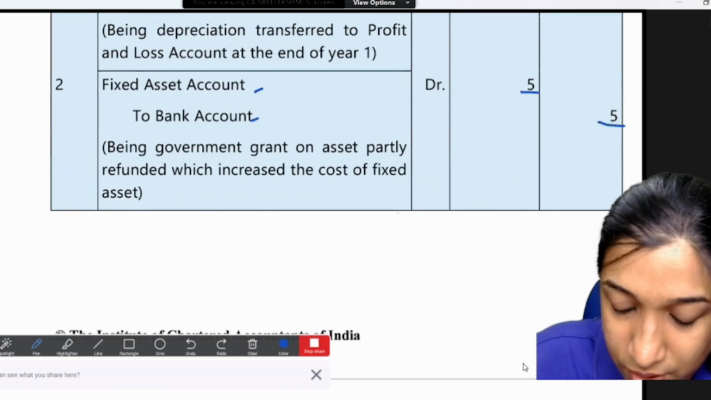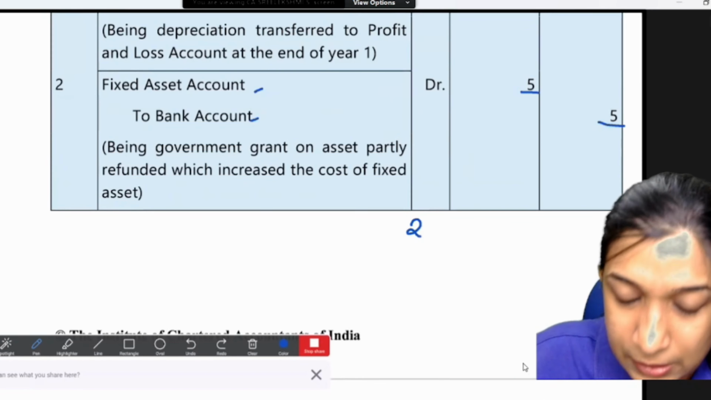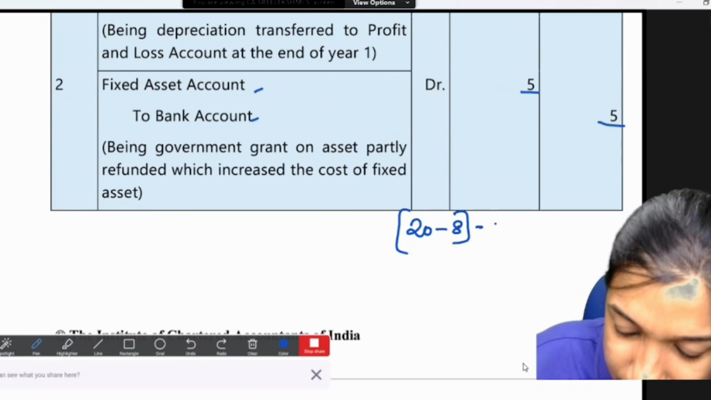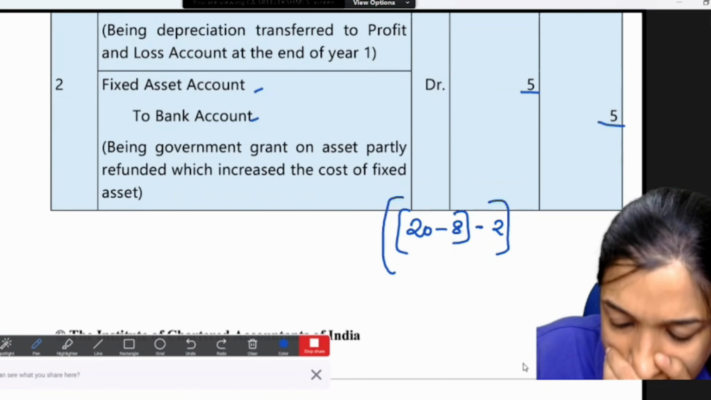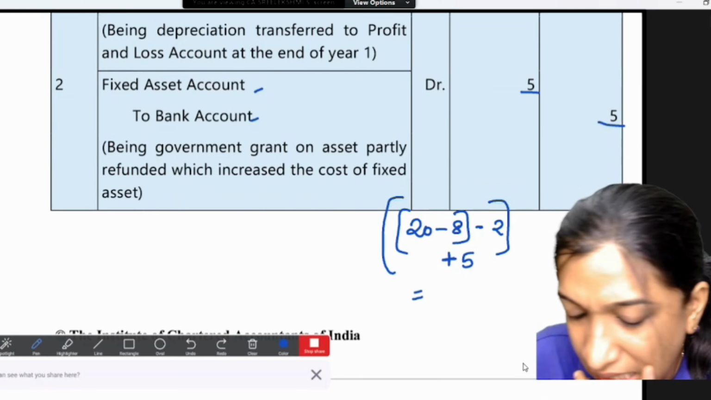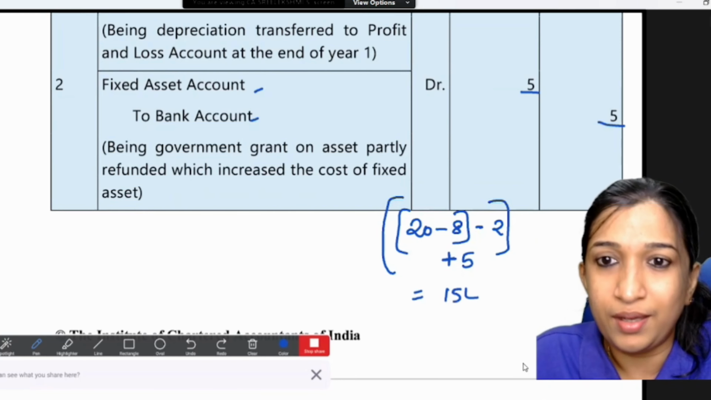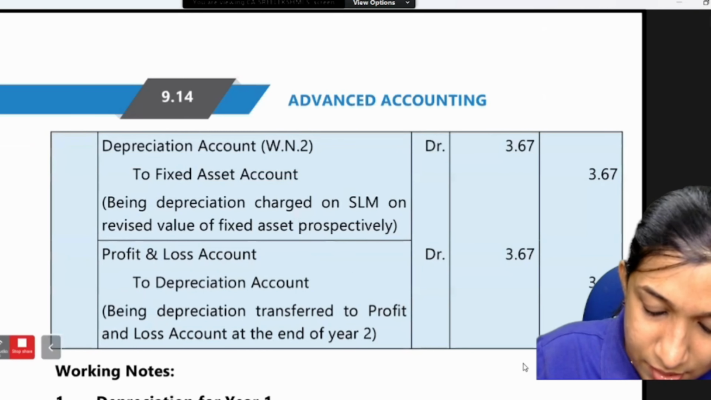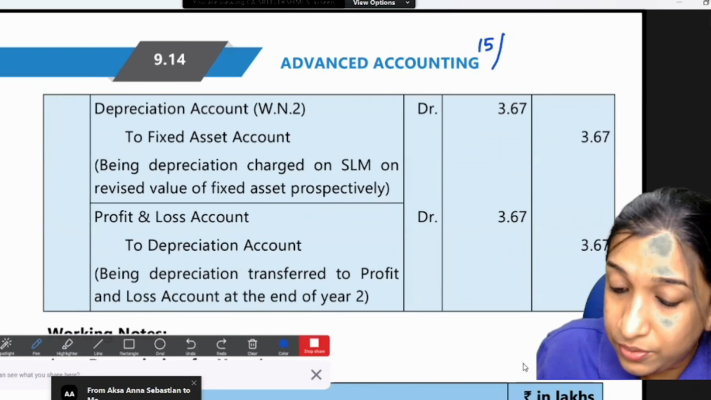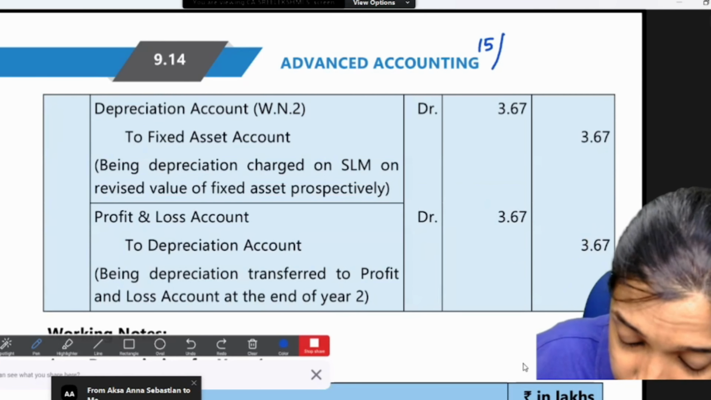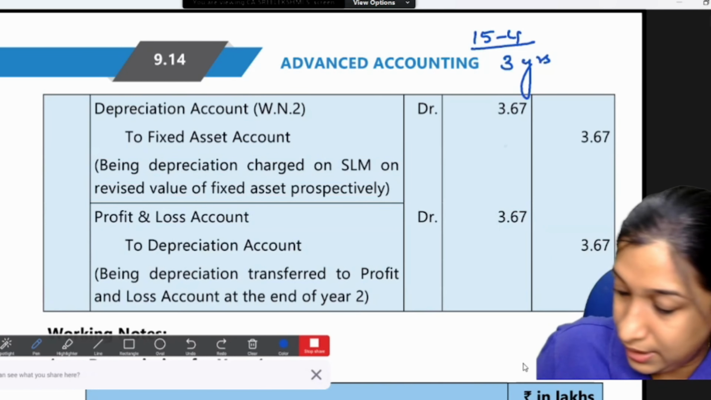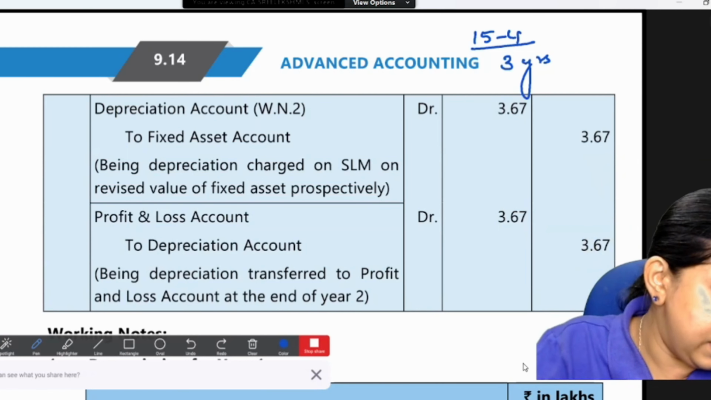So, how much will be the depreciation now? Asset was 20. You adjusted grant 8. You depreciated 2 lakhs. Now, added 5 lakhs. So, 10 plus 5, 15 lakhs is the value now. And the remaining life is how many years? Not 15, 15 minus residual value 4, divided by 3 years. So, how much is the amount to be depreciated? 11 by 3, 3.67.